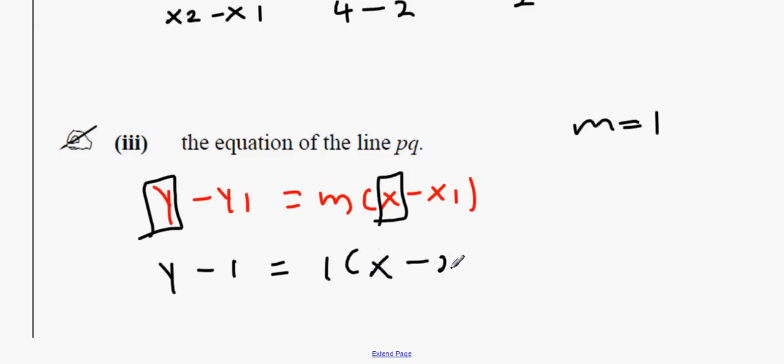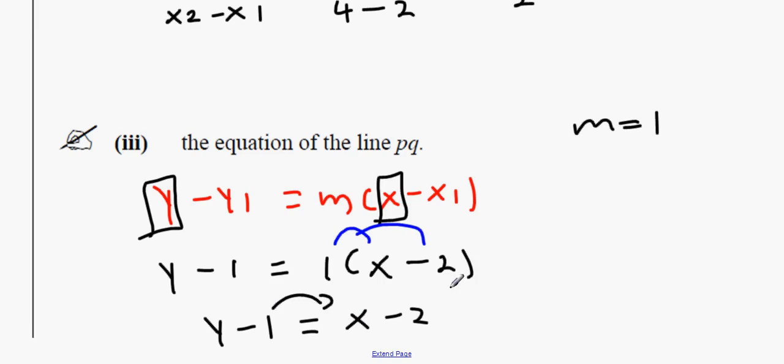The next thing we've got to do is multiply this out, as we always do with the brackets. Okay, so we get y minus 1 equals x minus 2. Bring over the minus 1 on the other side, so y ends up being x minus 2 minus 1. When it crosses the equal sign, it changes into plus 1, then y equals x minus 1. That's your answer.